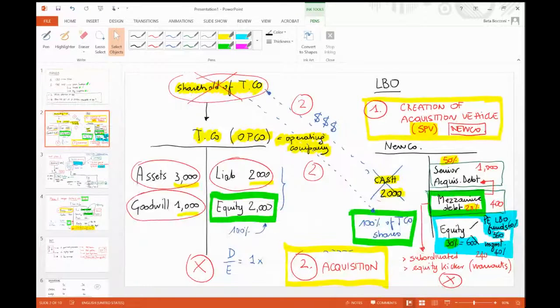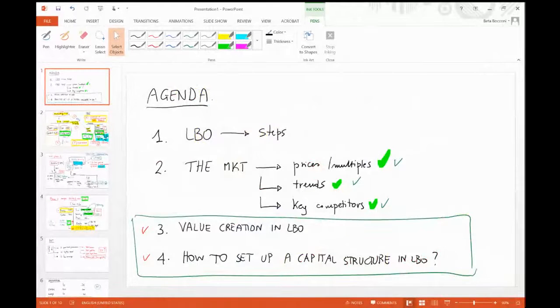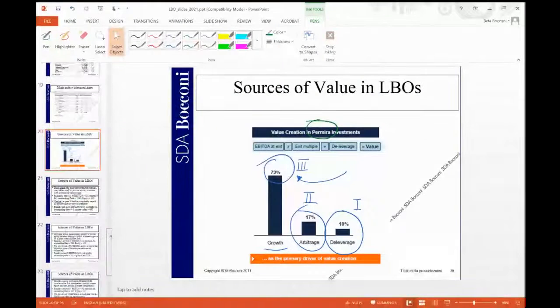We have decided to finance 50% of our example with senior debt, 20% with mezz, 30% with equity. But exactly how can we set up a capital structure for an LBO? In order to address this question, I have prepared an example. You will be familiar already with this example because it is very close to what we have already analyzed.